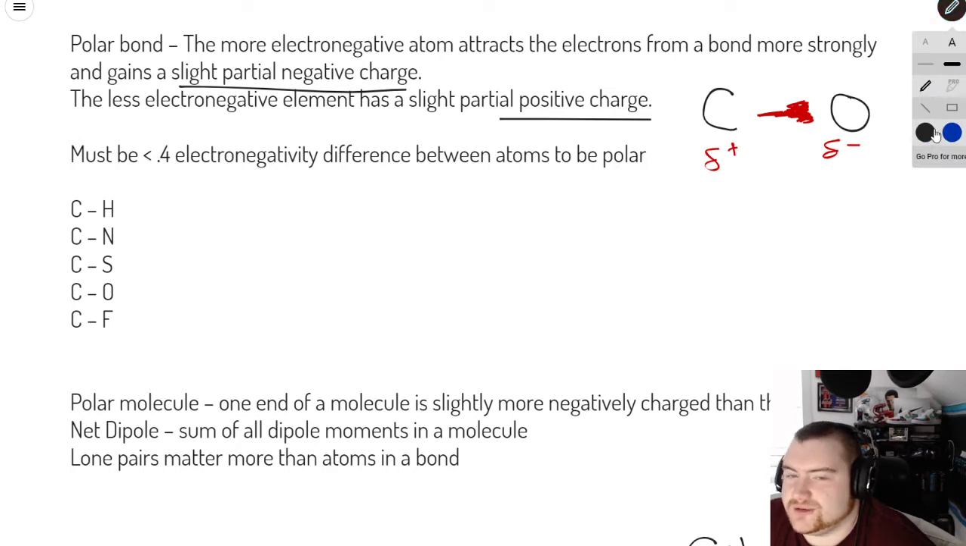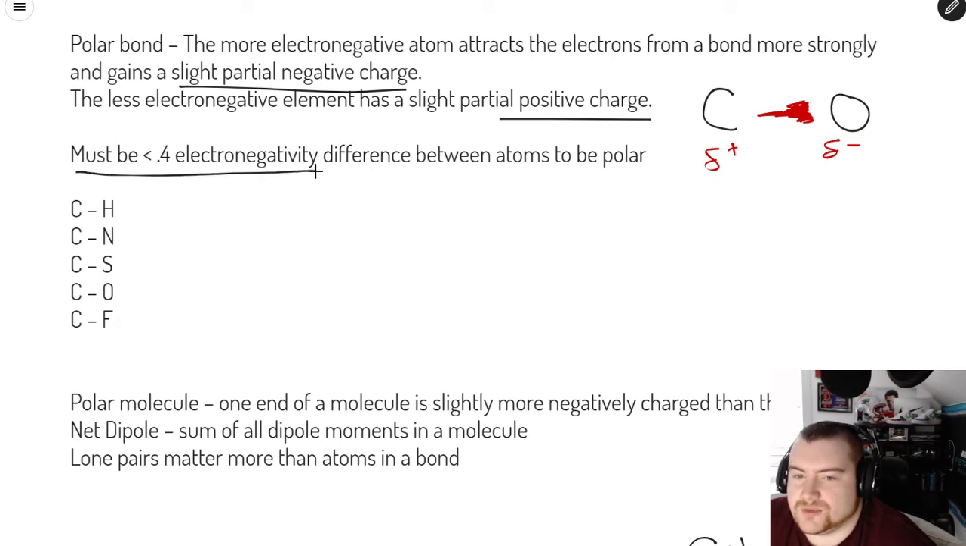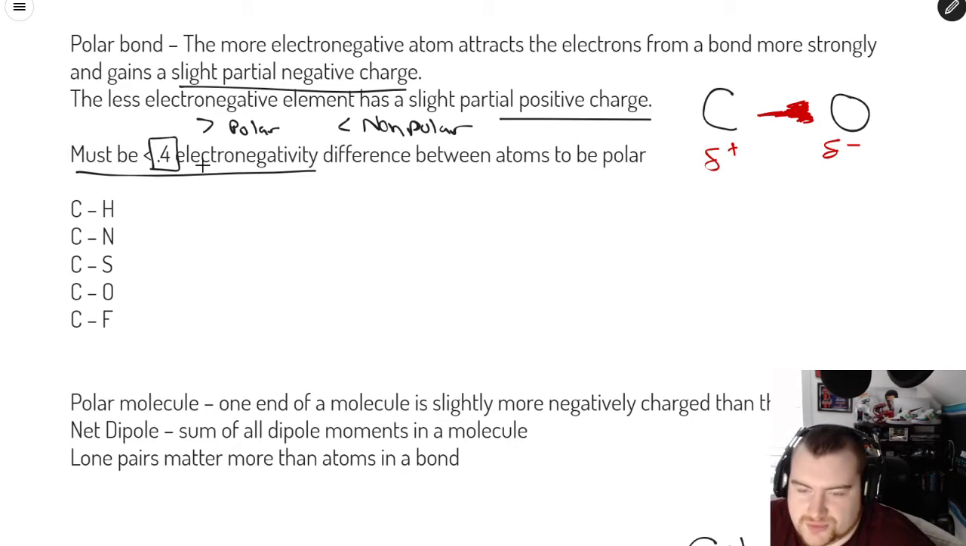When we are looking at how to identify if there is a polar bond, we need to see if there is a greater than 0.4 electronegativity difference between these atoms. And this number is heavily discussed. It can be less or more, etc. But for our case in the class, we're going to say if it's greater than 0.4, it's going to be polar. If it's less than 0.4, it's not polar. So we're looking at 0.4 as the number. If it's greater than, it's polar. If it's less than, nonpolar.